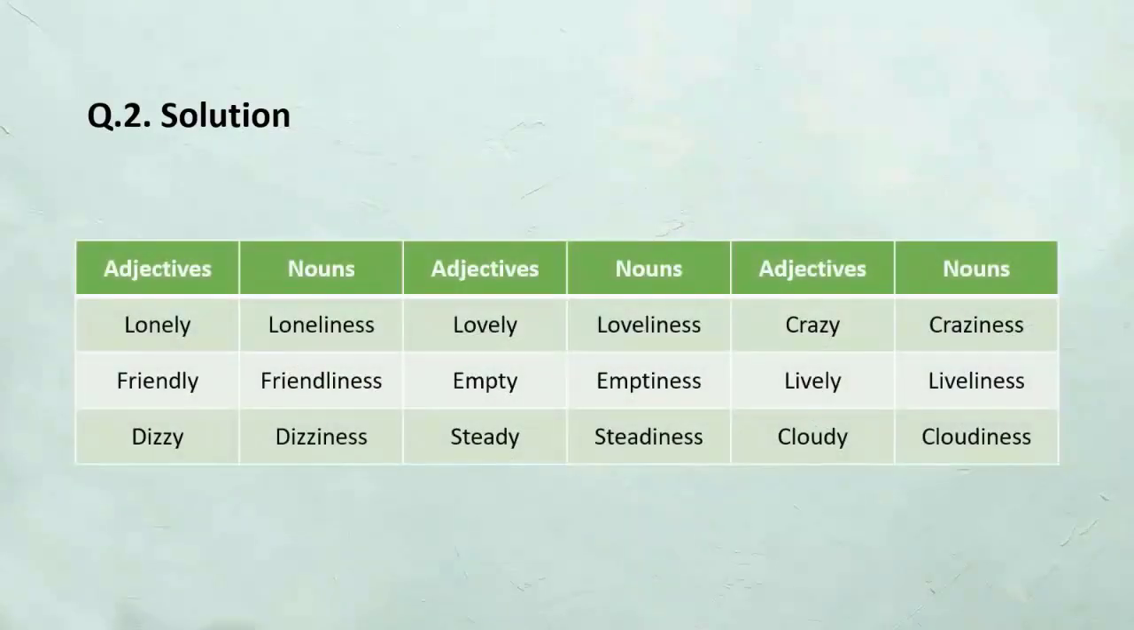You can see the first adjective, lonely. We have just replaced Y with I and added NESS, so it becomes loneliness. Friendly becomes friendliness, dizzy becomes dizziness, lovely becomes loveliness, empty becomes emptiness, steady becomes steadiness, crazy becomes craziness, lively becomes liveliness, and cloudy becomes cloudiness. You can see in all examples we have just replaced Y with I and added NESS to make nouns.